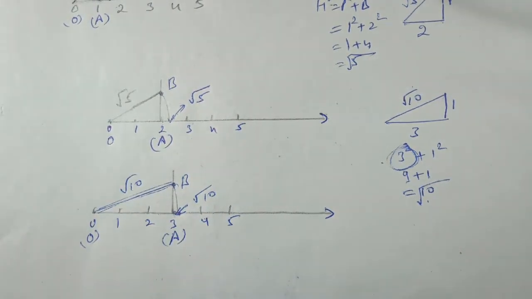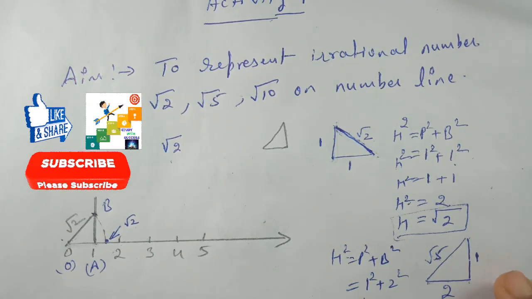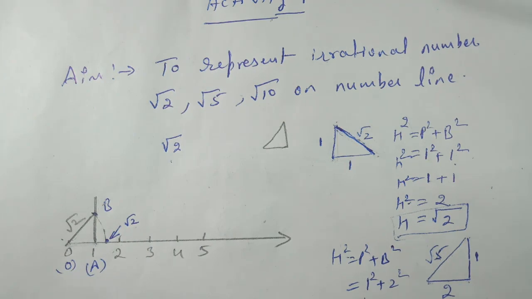So this way we can represent any irrational number on the number line. Before starting, first of all, by using the Pythagoras property, you have to do some calculation and get an idea of what the base and what the perpendicular should be. The perpendicular will always be taken as 1 unit, and the base can be changed accordingly.